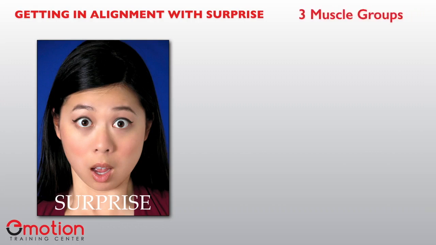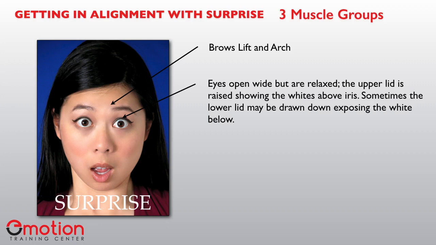The first thing we want to cover is the muscle groups and patterns. Now, surprise has three muscle groups: the brows lift and arch, the eyes open wide but are relaxed. The upper lid is going to be raising up, showing the whites above the iris. Sometimes the lower lid may be drawn down, exposing the white below, but this really depends on your eye structure. Also, the mouth opens and drops in a relaxed manner. Everything about surprise is relaxed.